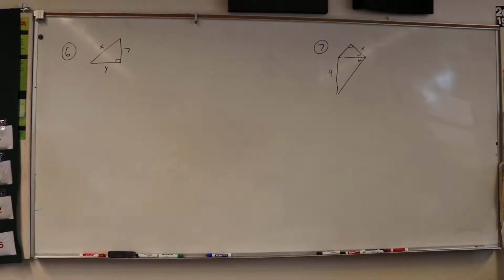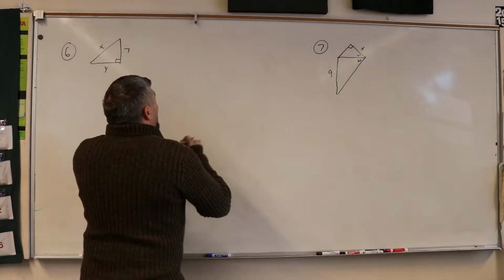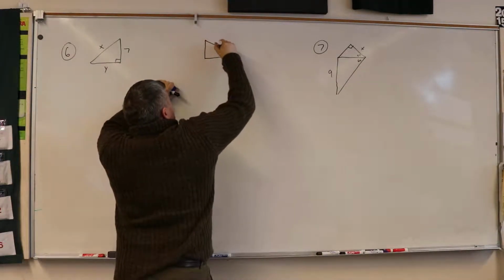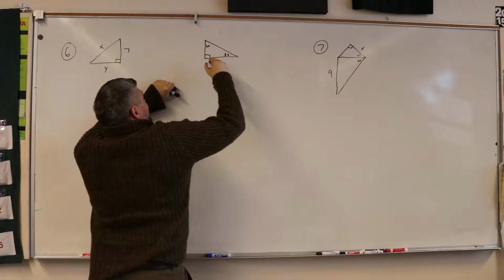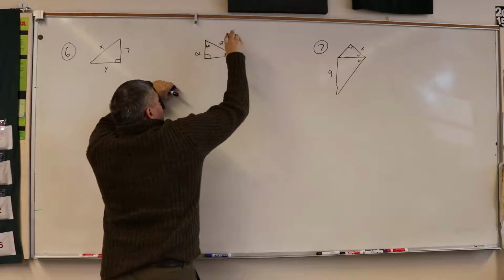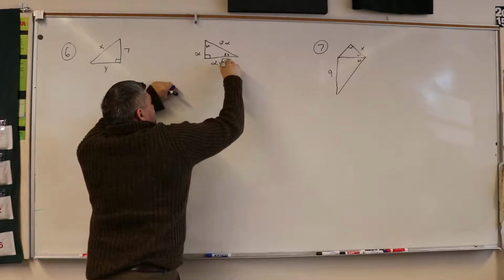Okay, here we go. Number 6 is 7. Now remember, we need to use our rules. And our rules look like this. 60 degrees, 30 degrees, 90 degrees. Alpha, 2 alpha, and alpha square root 3.